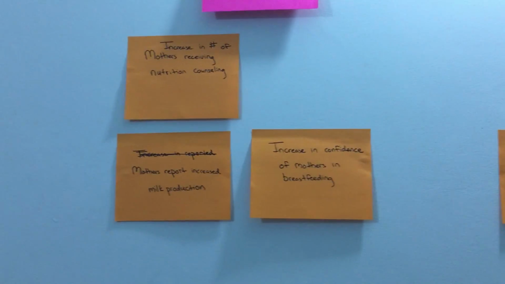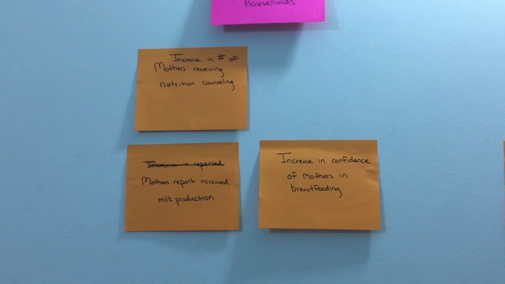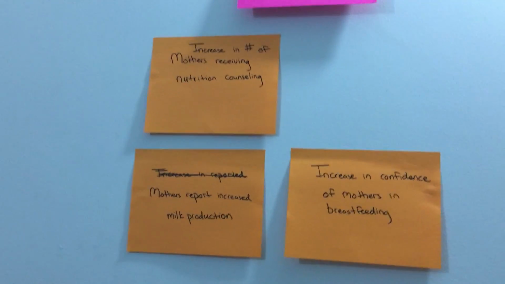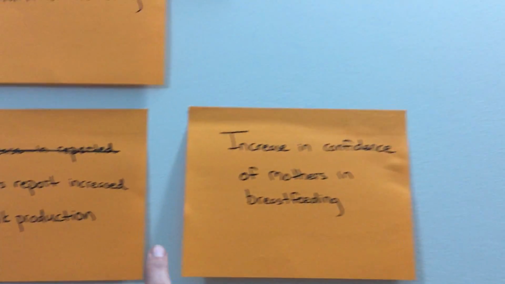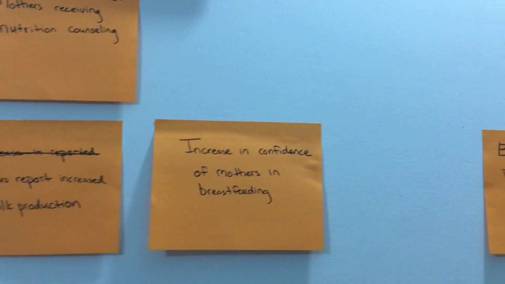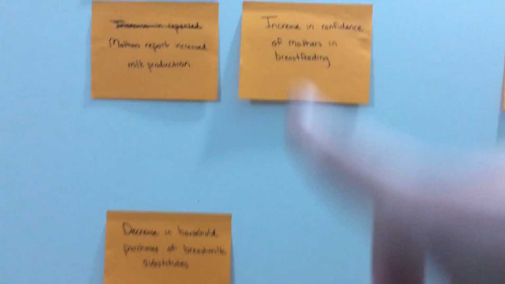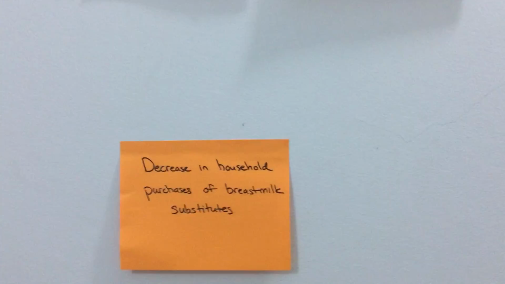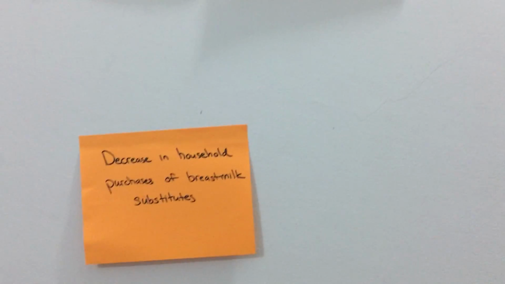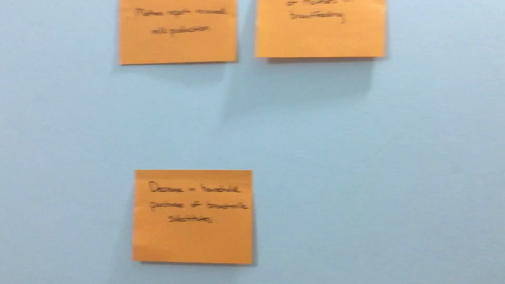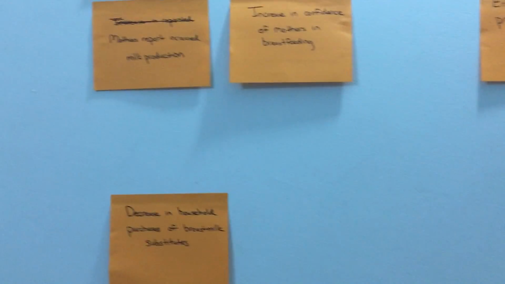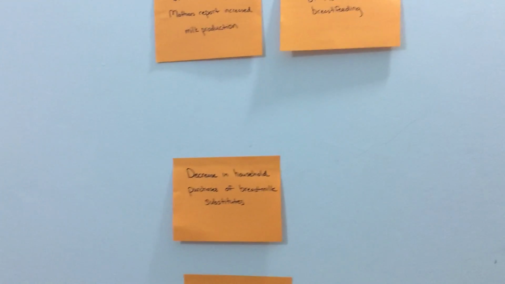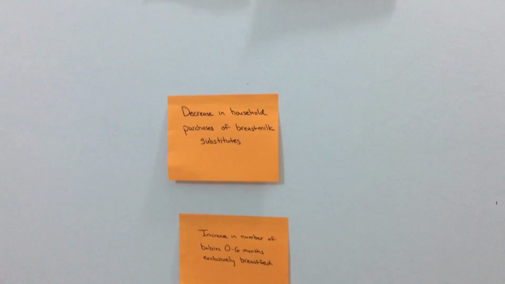So here we have now in my revised so-that chain that they receive counseling, which can lead to an increase in milk production and/or an increase in confidence. Both of those happen so that there's a decrease in household purchases of breast milk substitutes, because now that the mother is able to produce enough milk on her own and she has the confidence that she can do that, then they're not going to be relying on purchasing breast milk substitutes.